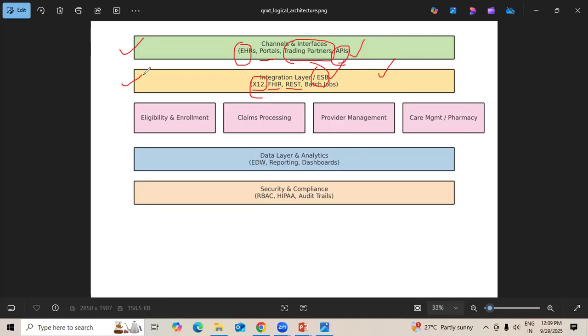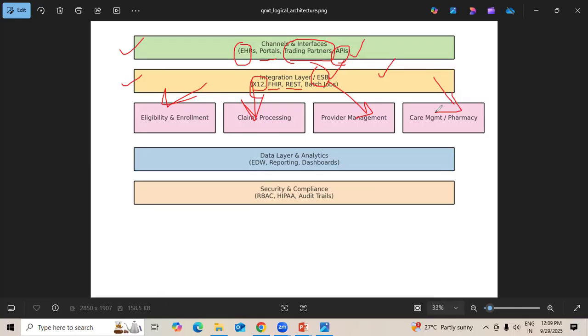But this integration we are doing for four different activities. One is eligibility and enrollment. In the previous session I told you that when we are working on QNXT, it can be used even for eligibility enrollment. We can use it for claim processing too. Provider management, network provider management, the list of hospitals, clinics, doctors, physicians, can be managed as well, along with quality care management services and pharmacy services to the customers. So these services can be integrated.